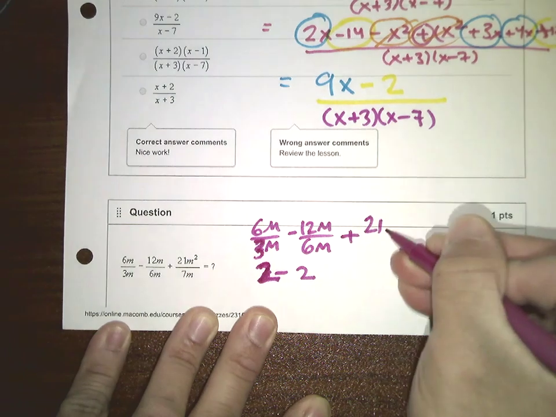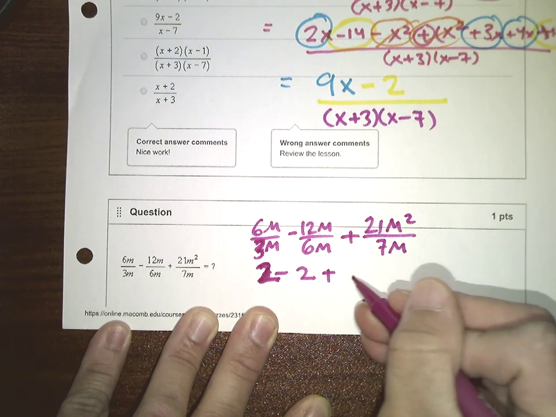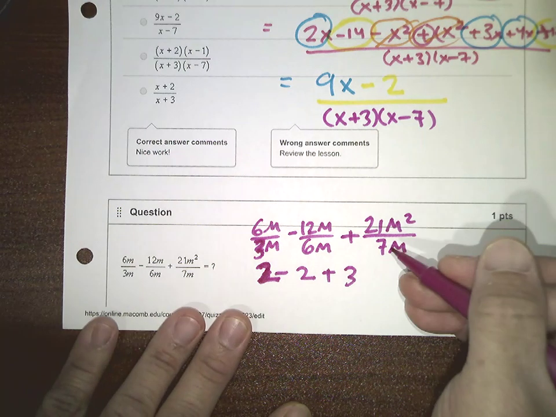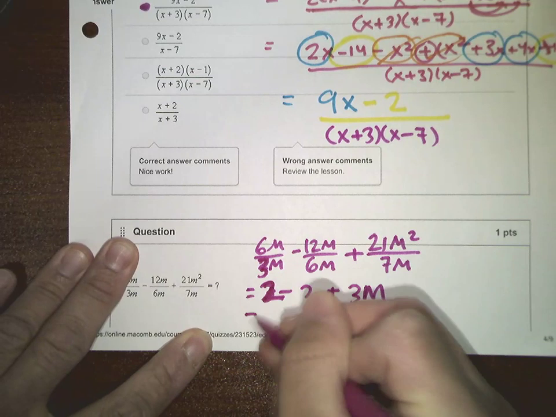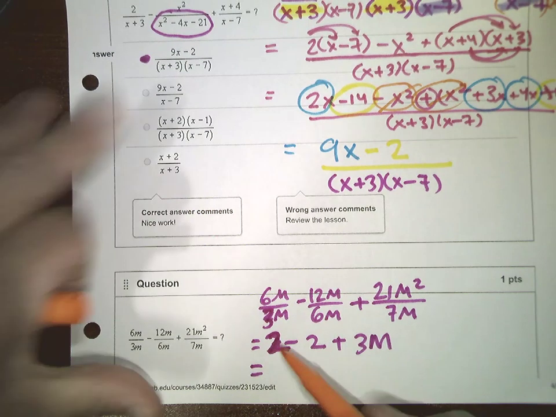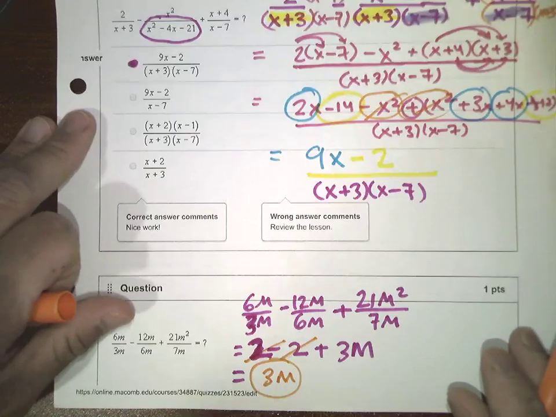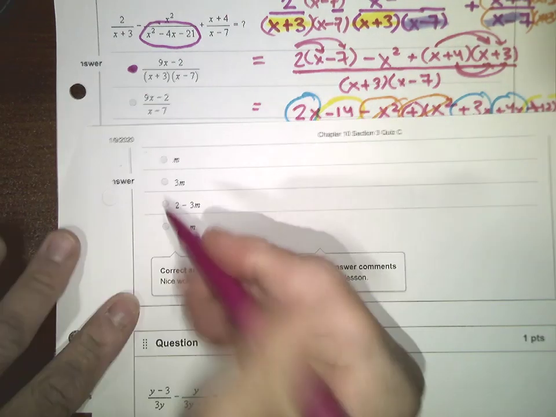Then we have 21m squared over 7m. So 21 over 7 is 3. And then we have m squared over m. That will be m. And then I simplify. So 2 minus 2 is 0. So that zeroes out. So I'm left with 3m. So the answer is 3m. What a time to be alive. All right. So you can see there is the answer of 3m.